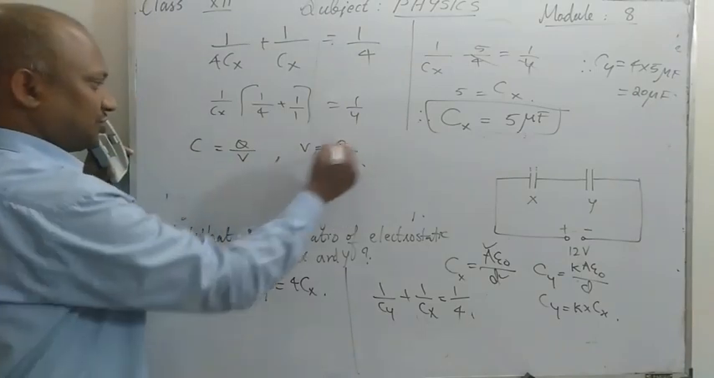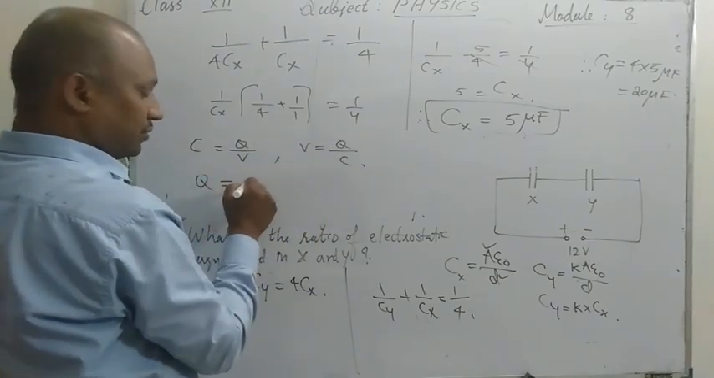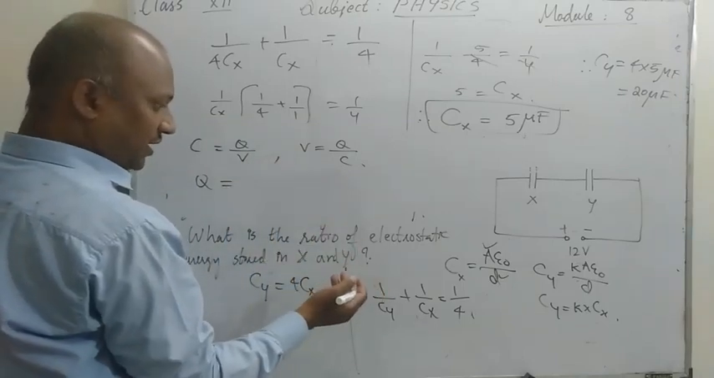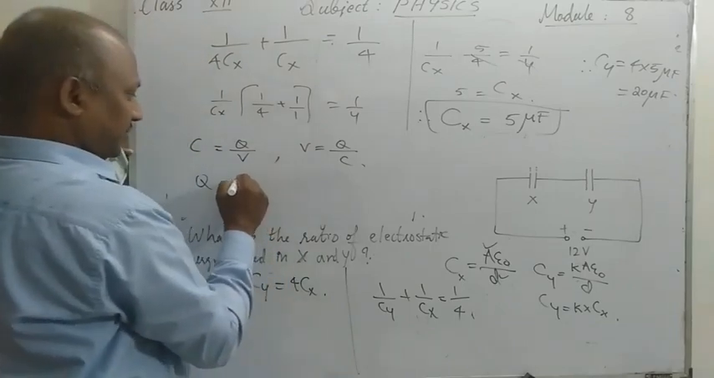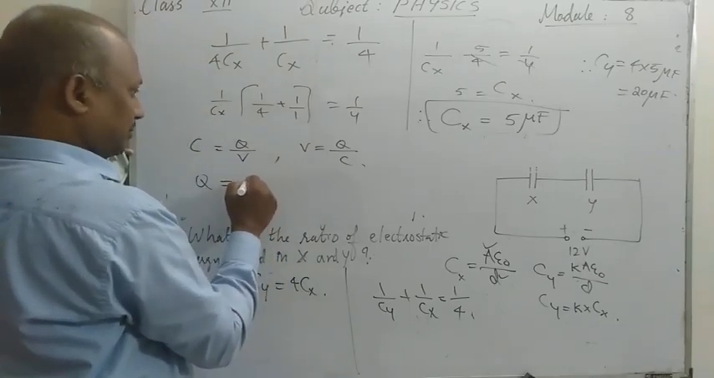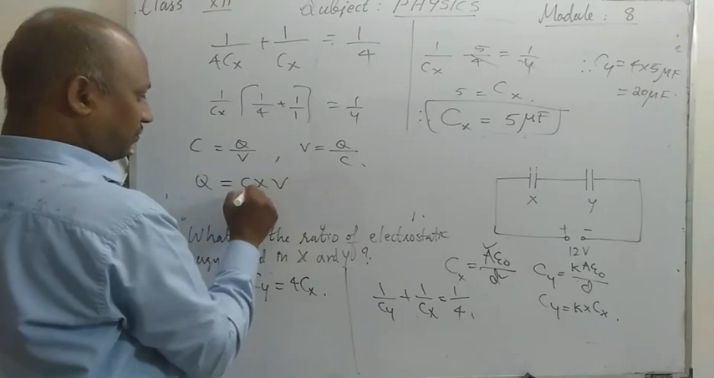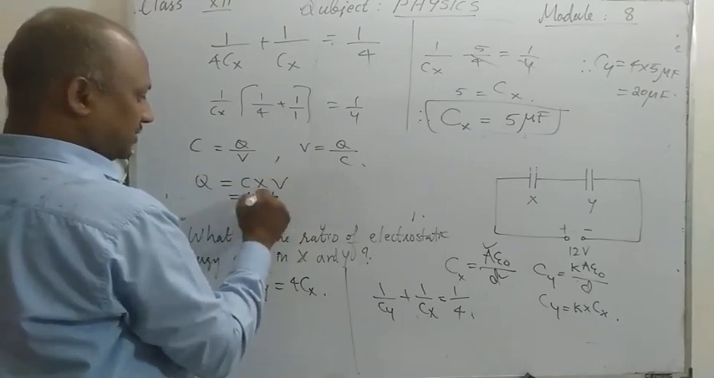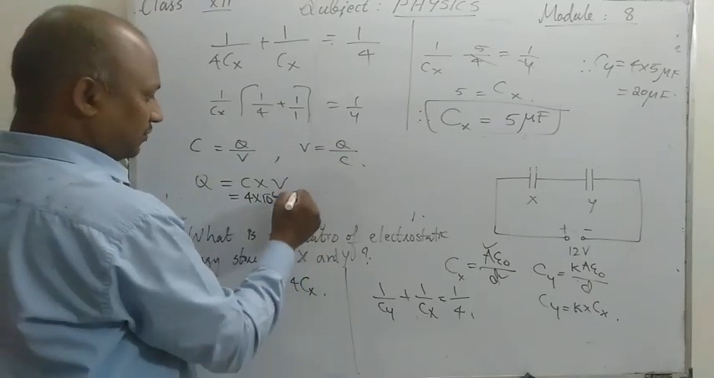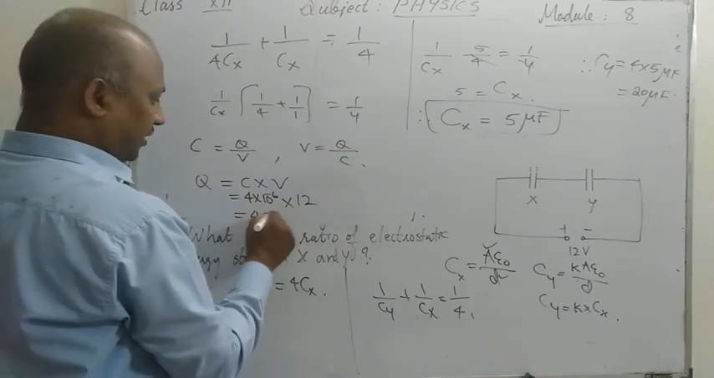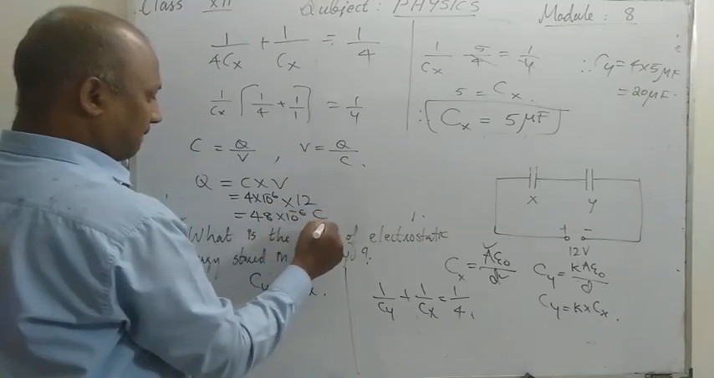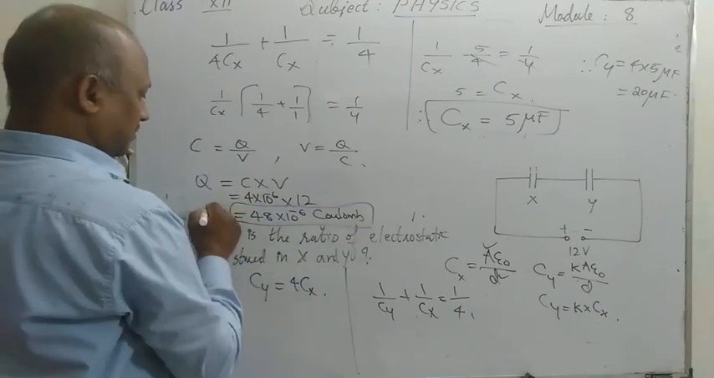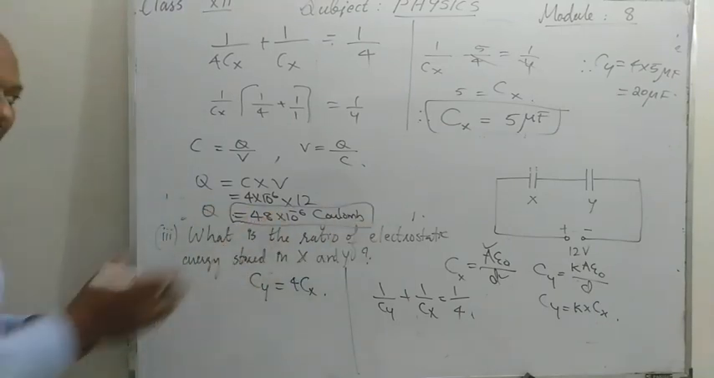In order to find the charge, Q is equal to the overall capacitance times the voltage. The overall capacitance is already given in the question, 4 microfarad. So Q is equal to C into V, where C is the overall capacitance 4 into 10 to the power minus 6, and the voltage is equal to 12 volt. So 48 into 10 to the power minus 6 coulomb is the total charge on this.